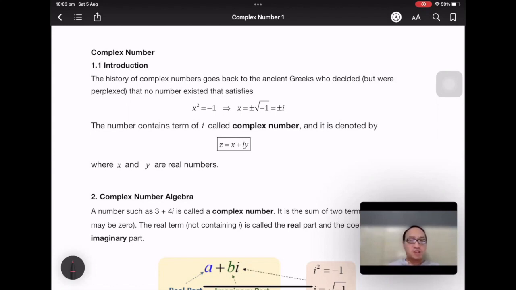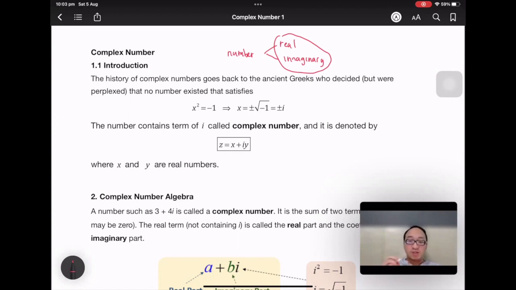What is a complex number? A complex number is a number that contains the imaginary part of a number. So as we know, a number can be a real number and can be an imaginary number. The number that contains both of these is called a complex number.